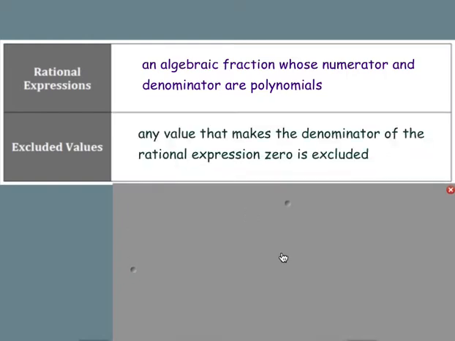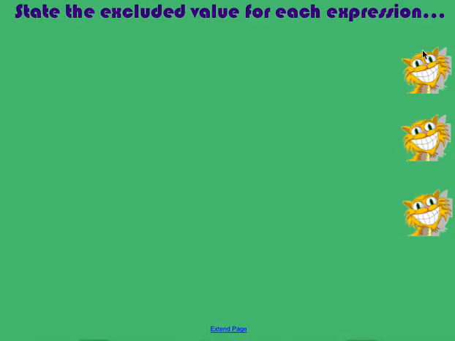An excluded value is any value that makes the denominator of a rational expression 0, so it is going to be excluded. So think about this. We've learned in mathematics that you can never divide by 0. Because you can't divide by 0, we want to exclude whatever would make the denominator 0. So let's go ahead and take a look at a couple of these.